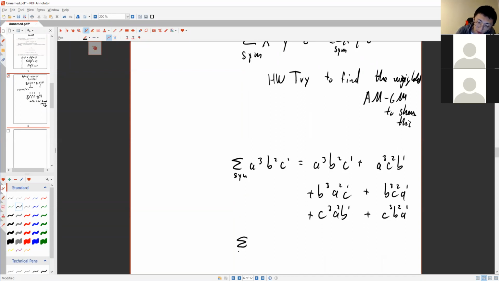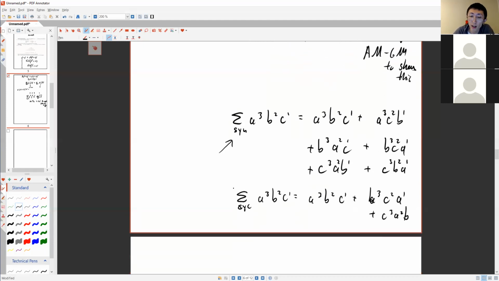The other notation that's really common is cyclic sum. This just means you cycle through: b cubed c squared a plus c cubed a squared b. So here you cycle through like a necklace. Here you do all symmetries.